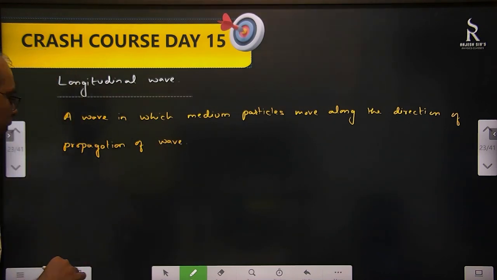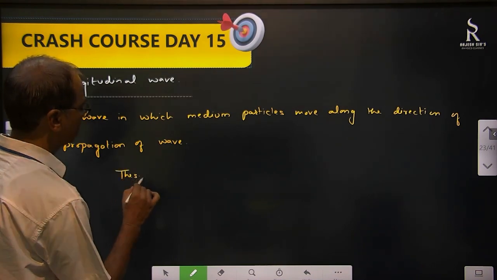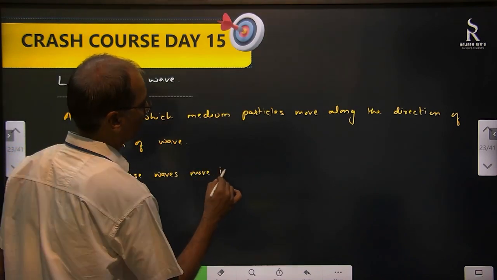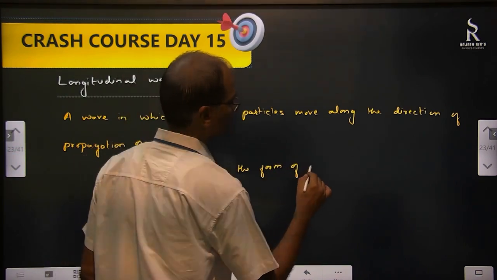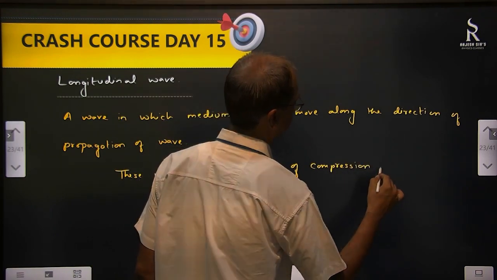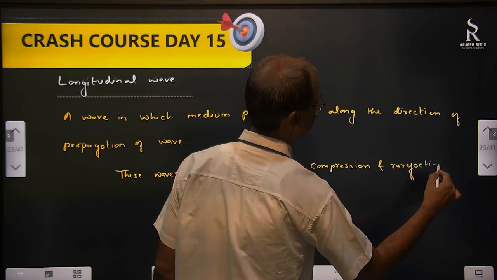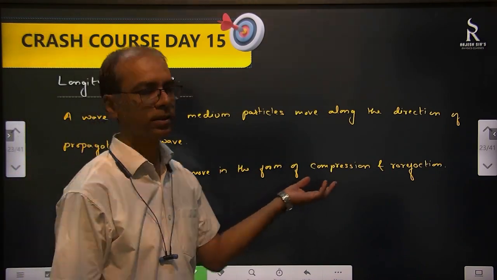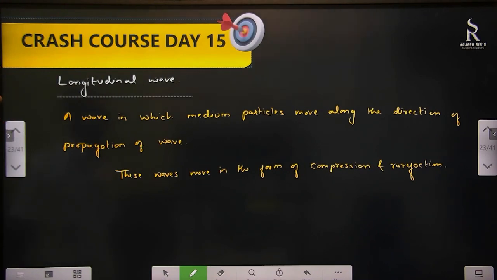They move in the form of compression and rarefaction. Compression and rarefaction means what? You can call it expansion. What happens in a gas? Compression and expansion. So compression and rarefaction.